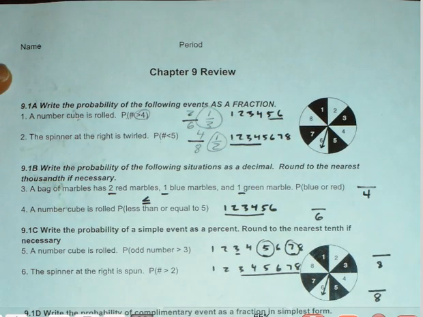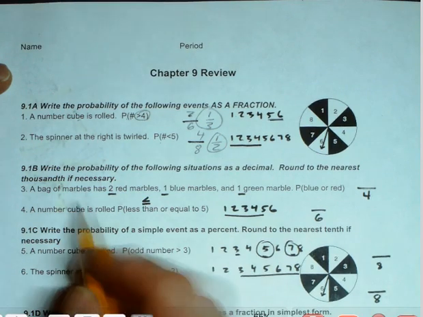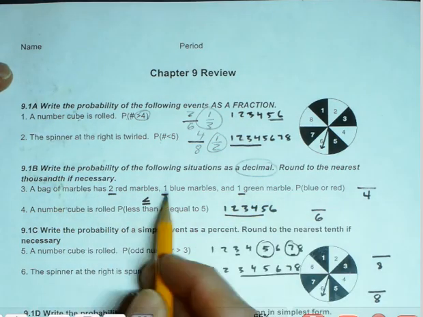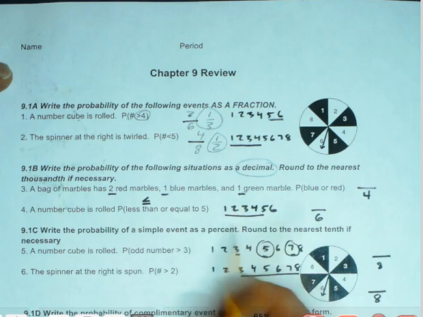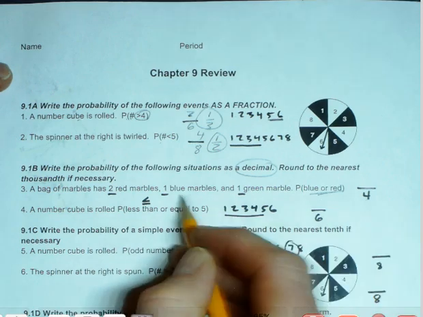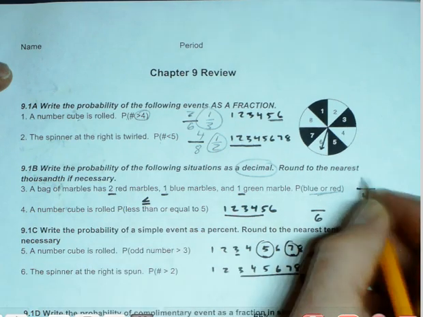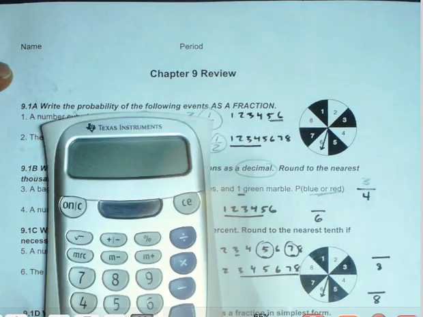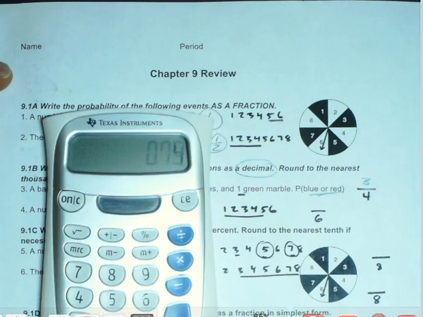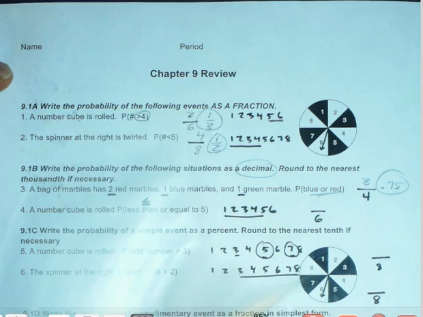All right, this next one, 9.1b. Write the probability of the following situations as a decimal and round your answer to the nearest thousandth if necessary. So we're doing decimals here. A bag of marbles has 2 red, 1 blue, and 1 green marble. What's the probability of a blue or a red? There's a total of 4 marbles. We've got a blue and we've got 2 reds, so 1, 2, 3. So really there's a 3/4 chance of that. And in case you forget how to make that into a decimal, you can just take 3 divided by 4, just like it's written there, and you've got 0.75 as our probability as a decimal.